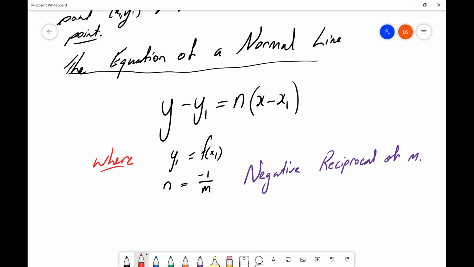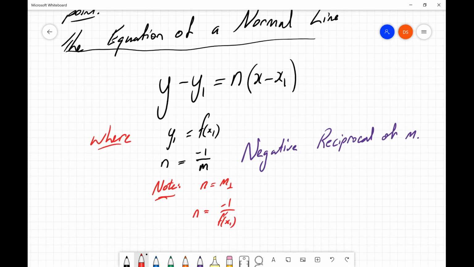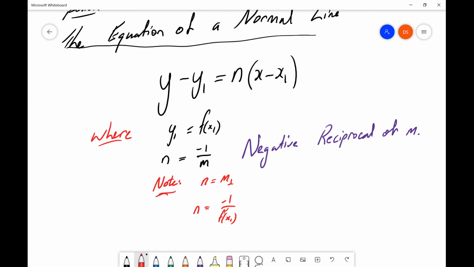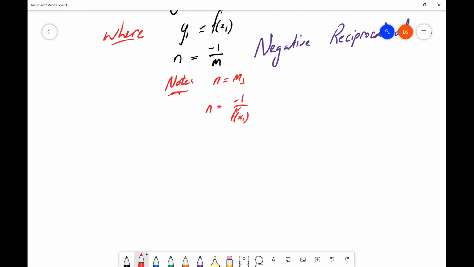Sometimes, note, some books use n equals m with that symbol. That is the perpendicular gradient. So it's the gradient, and this is the perpendicular symbol. Either which way, I don't mind how you write it. I use n. I quite like n. But some people also, instead of n, use -1 over f dash of x1. Either which way, it should make sense to you. But what you're doing doesn't change much.